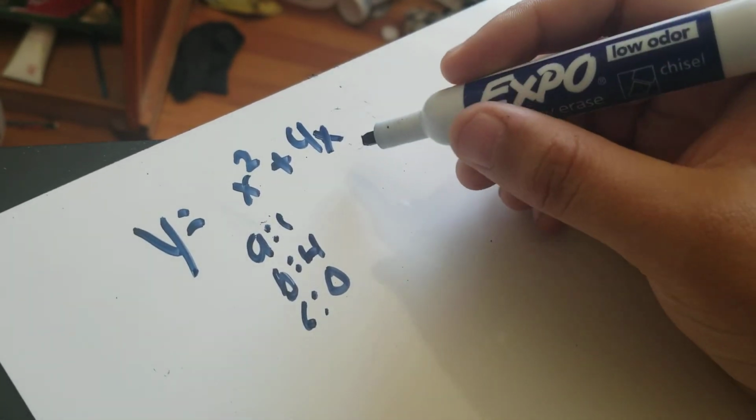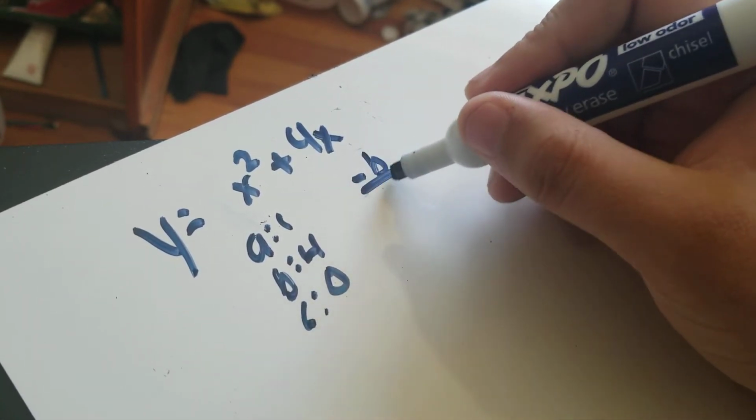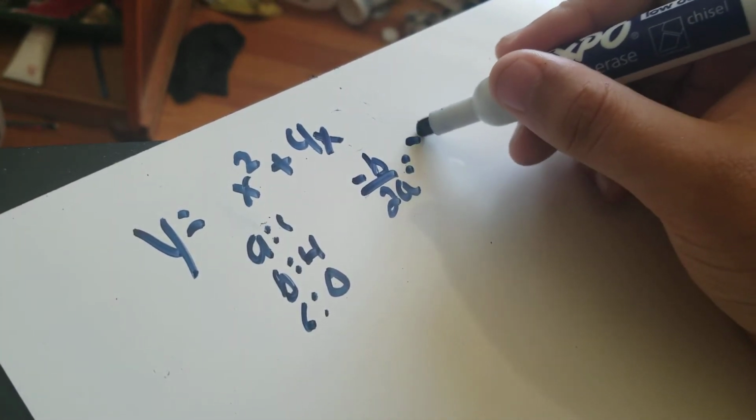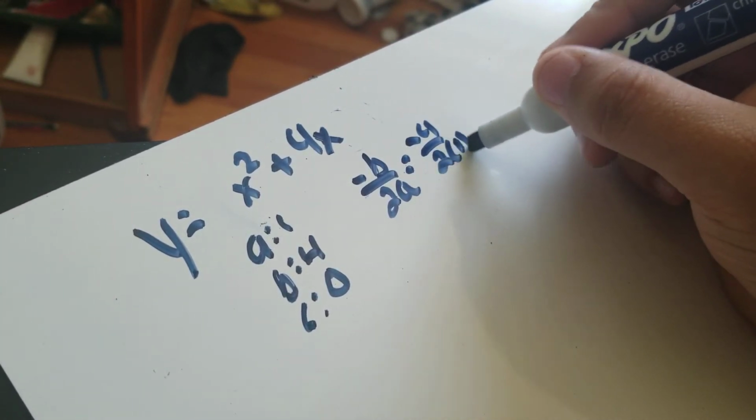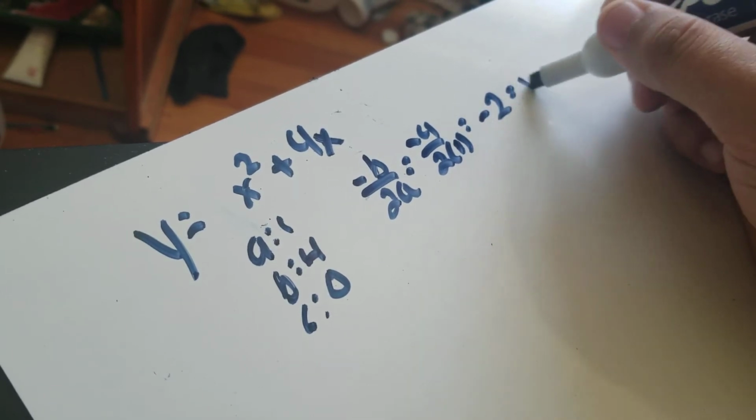All right, so let's find the x of the vertex, -b over 2a. That's -4 over 2 times 1, which happens to be -2. It's the x of the vertex.